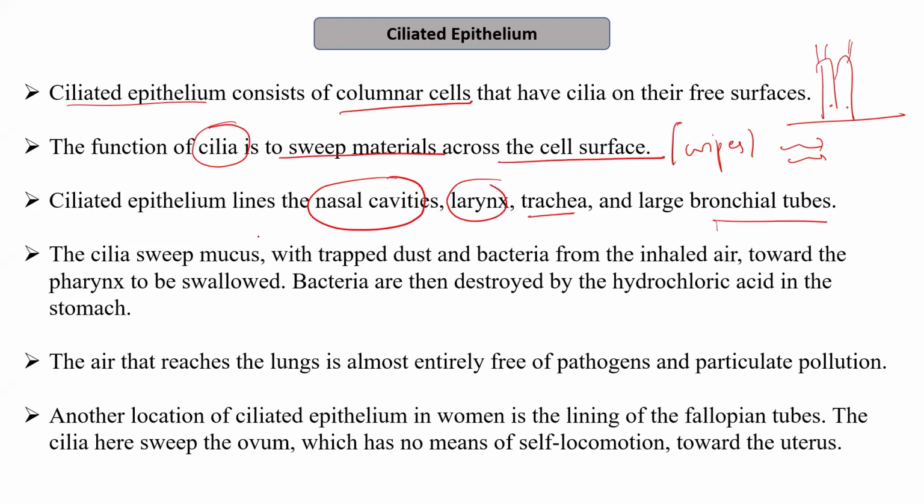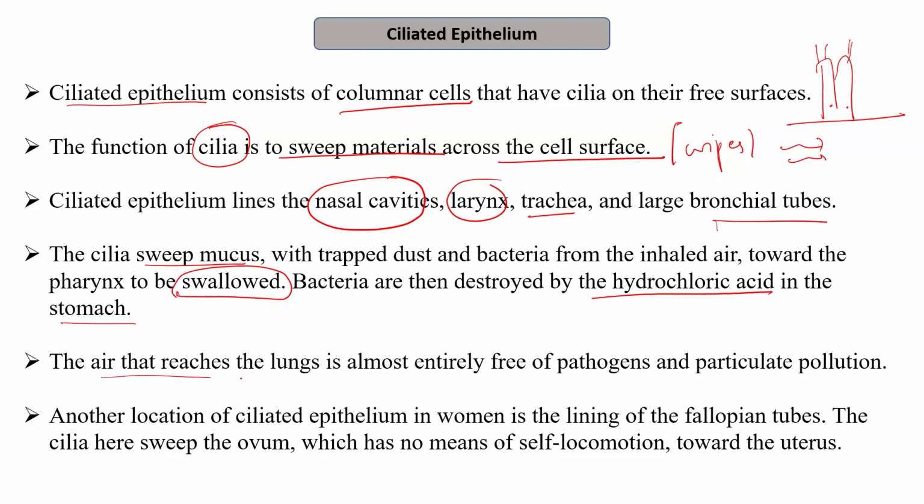The function of cilia in the nasal cavity is to sweep the mucus. Whenever any dust particle or microorganism like bacteria is inhaled with the air, it gets trapped in the mucus which is present in the nasal cavity. After this, the cilia present in the nasal cavity sweep this mucus towards the pharynx, which allows the swallowing of the bacteria or the dust particles, and these bacteria then get destroyed by the hydrochloric acid present in the stomach, preventing the infection of the body. So this is the function of the ciliated epithelium present in the nasal cavity.